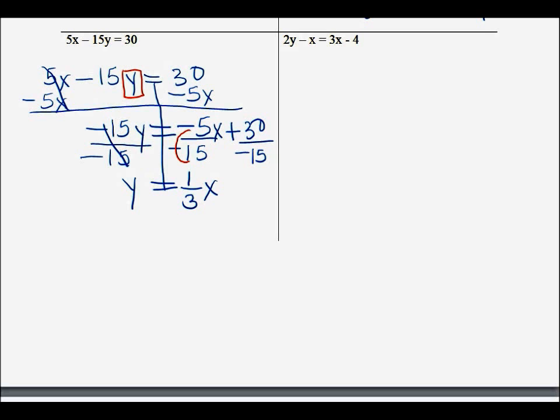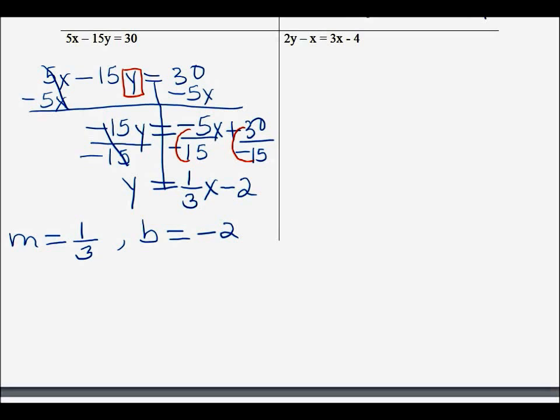So for the next one, this is a positive 30 divided by a negative 15. So we know that a positive divided by a negative will be negative. 30 divided by 15 is 2, so that's going to be negative 2. So my final answer would be y equals 1/3 x minus 2. Now I need to identify my slope. The slope is the number that's in front of the x, so it's 1/3. My y-intercept, which is b, is negative 2.